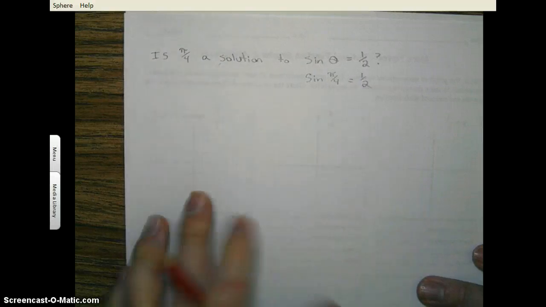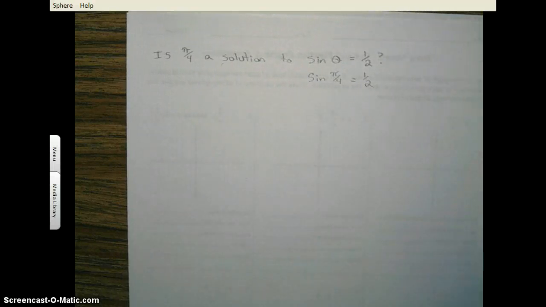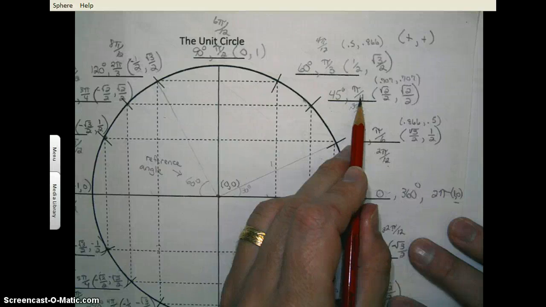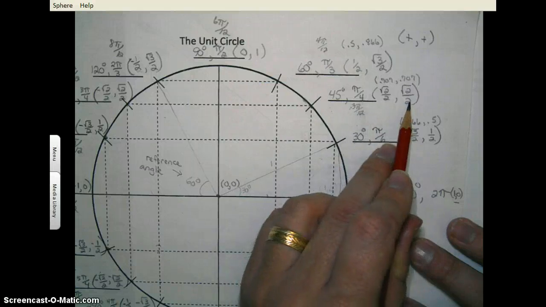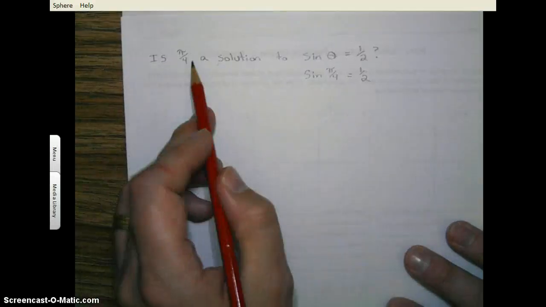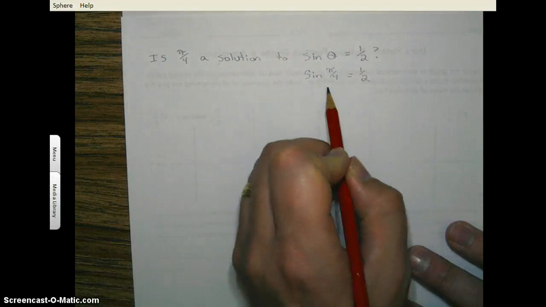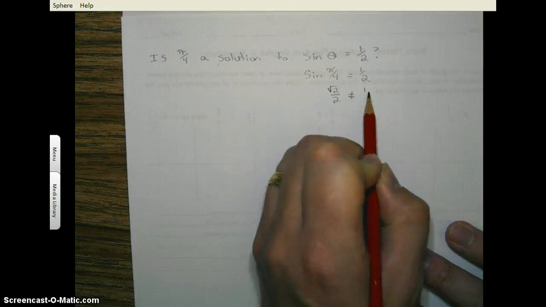And we can use our unit circle. Is the sine of pi over 4 equal to 1/2? Go to your unit circle, go to pi over 4. The definition of sine is y over r, or just the y value on the unit circle, and it is not 1/2. So pi over 4 is not a solution. The sine of pi over 4 is the square root of 2 over 2, which does not equal 1/2.